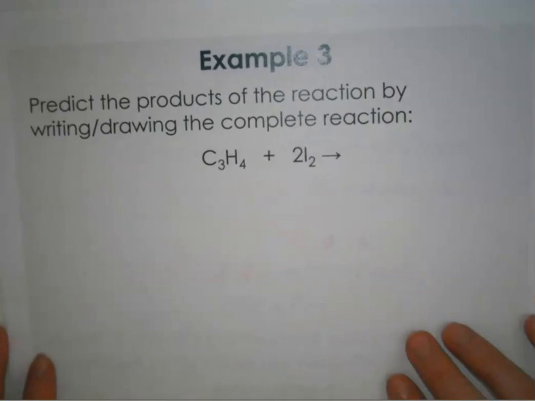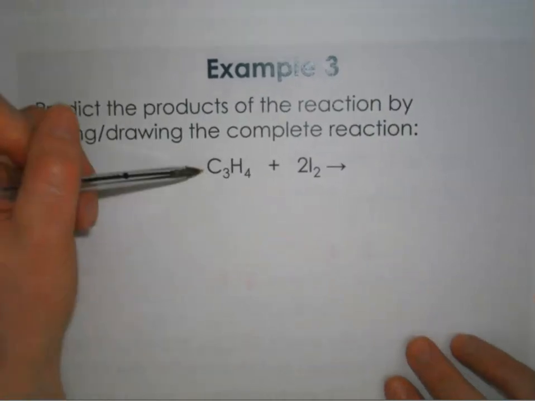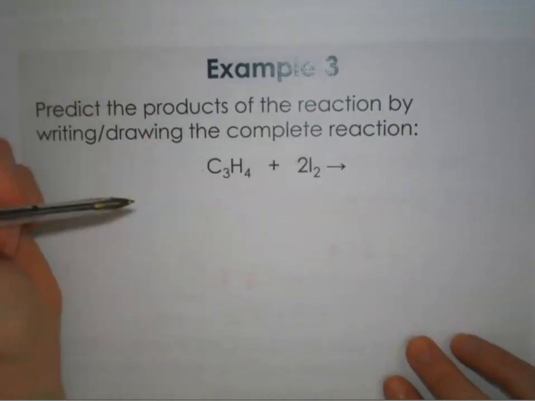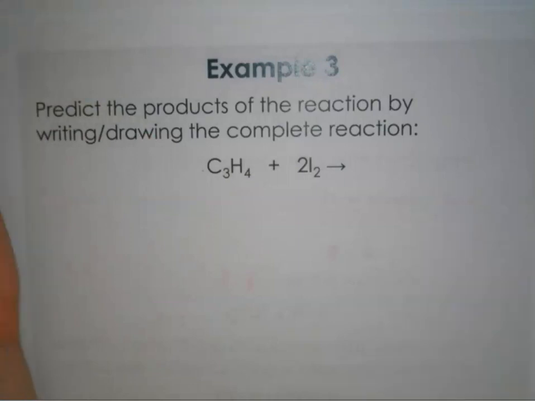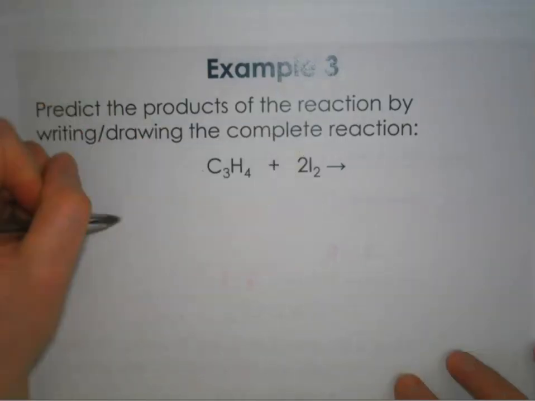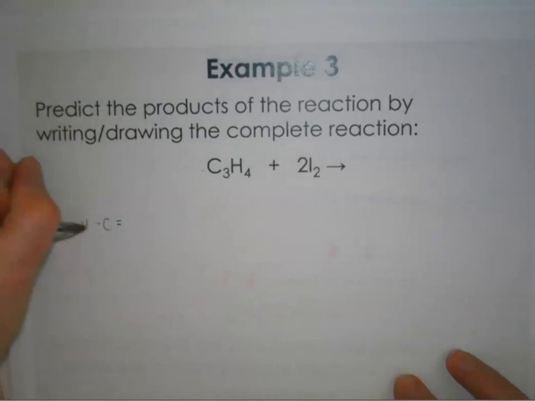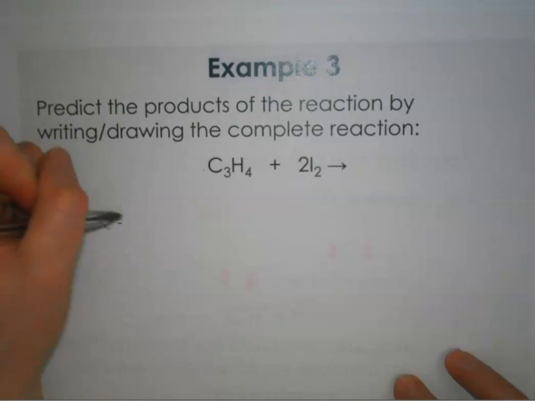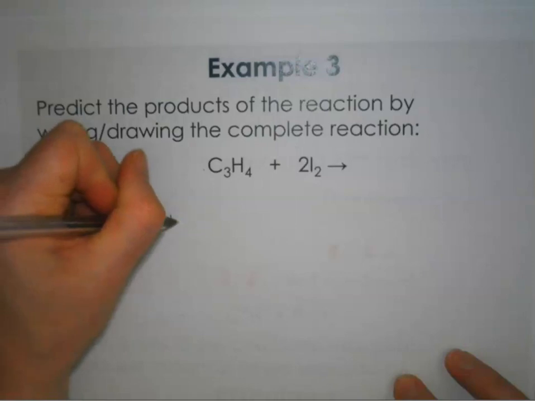So the next reaction we have here, C3H4 plus 2I2. You might be wondering, why are we doing the same reaction again? Well, keep in mind this isn't actually the same reaction, because now we have more iodine available. So what's going to happen with that? Let's keep in mind our structure for C3H4. We had a triple bond and then a carbon and then CH3.